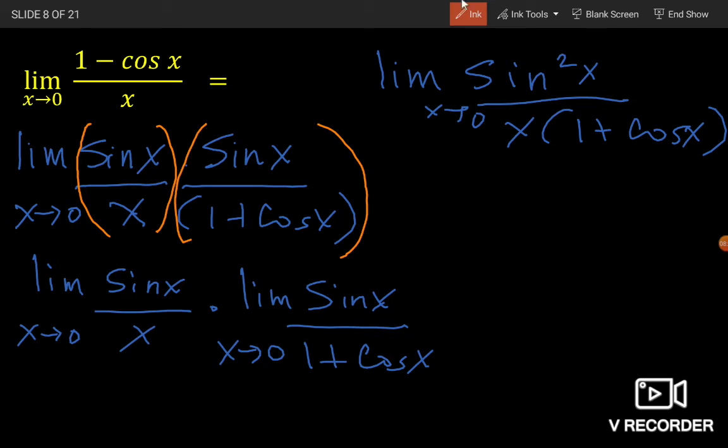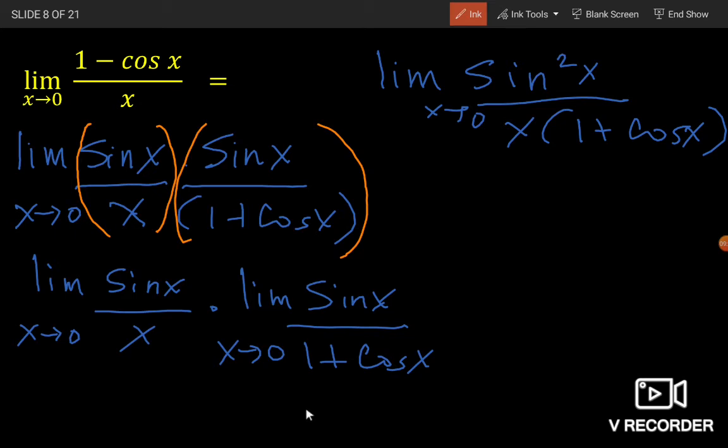If you recall, the limit of a product of two functions f of x and g of x can also be expressed as the product of the limit of the two functions. In this case, the limit of sine x over x multiplied by sine x over 1 plus cosine x as x approaches 0 can also be expressed as the limit of sine x over x as x approaches 0 multiplied by the limit of sine x over 1 plus cosine x as x approaches 0.